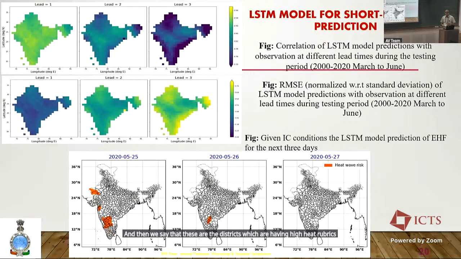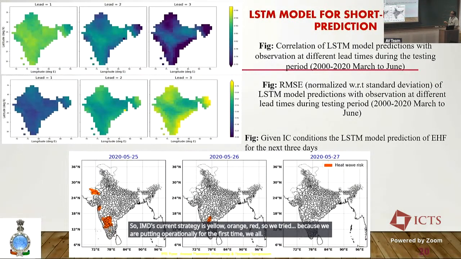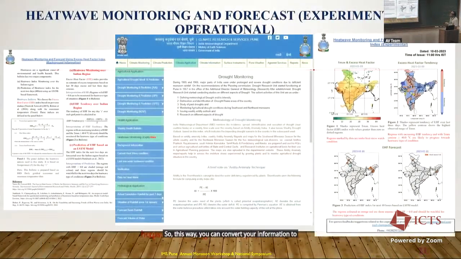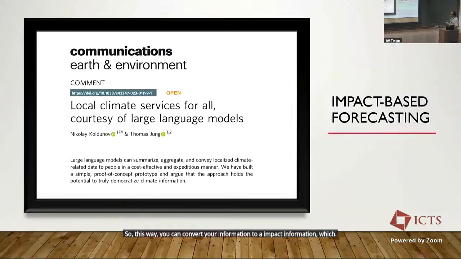So IMD's current strategy is yellow, orange, red. Because we are putting it into operation for the first time, we did not go beyond the orange alert that time. This way you can convert your information into impact information, which was available in IMD.